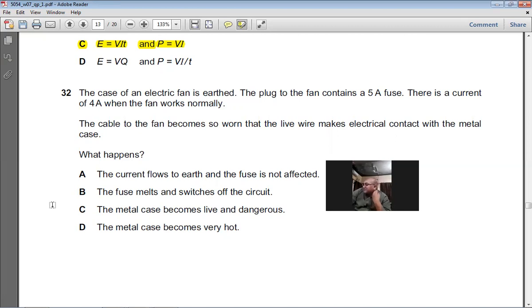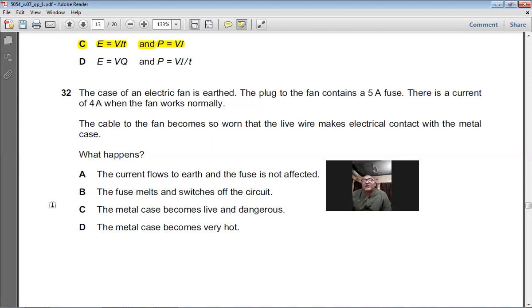So the fuse will melt because the current will be going to the electric fan, plus it will also be going to the ground. So the amount of current flowing will become more than 4 amperes. So the fuse will blow. Because the fuse is connected in the live wire, when the fuse blows, your machine will be cut off from the main supply. So your machine will be isolated from the live current.